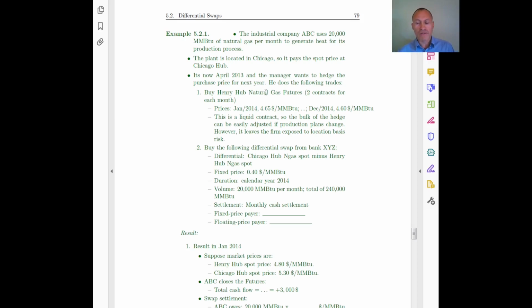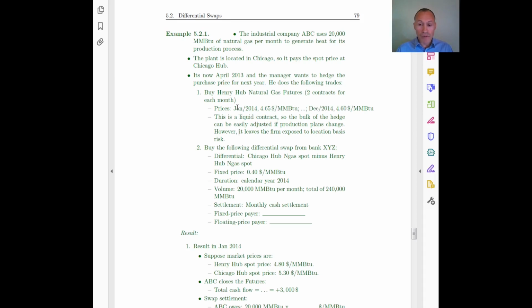So the idea is that he's going to do the hedge in two steps with two trades. First, he's going to buy Henry Hub natural gas futures. And he's going to need two contracts for each month, because recall each contract was for 10,000 MMBTUs. We need 20,000, so we need two contracts per month. And let's say that these are the prices. So we have a price for January, we have a price for February, and so on, until the price for December next year. And why do we want to do this? Because this futures contract is a liquid contract, so we are going to adjust easily if we need to in the future.